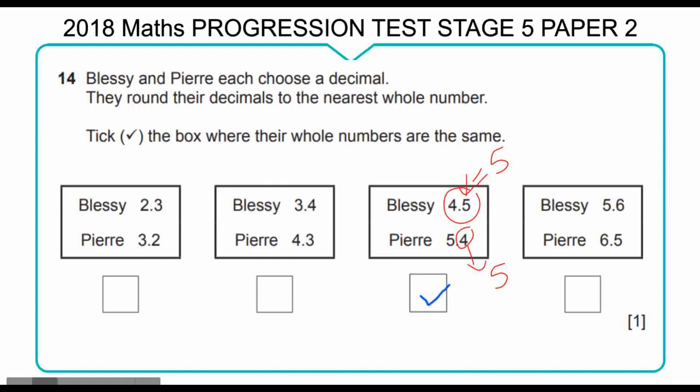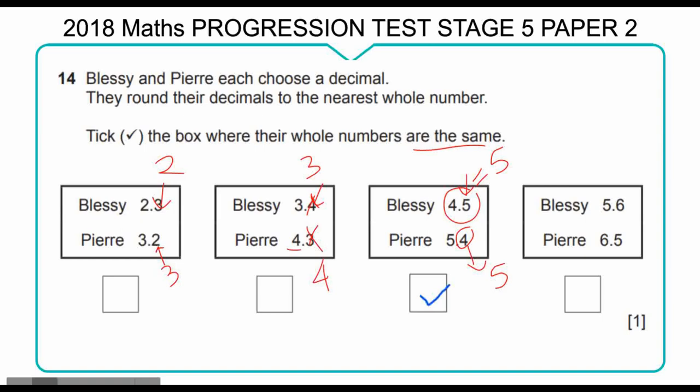While this one, this is 2.3. The 3 is less than 5, so it should round off to 2. While this is less than 5, we also should ignore this and we should round off to 3. So this is not the same. This one, 3.4, we round off to 3 because 4 is less than 5. Same, 3 is less than 5, so we round off this to 4 only, we ignore 3.